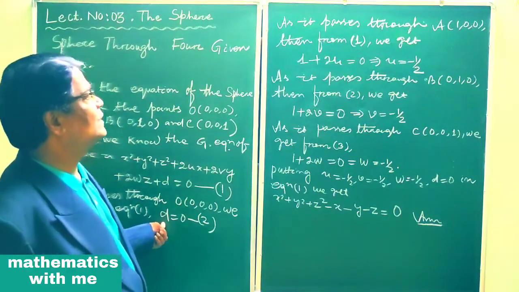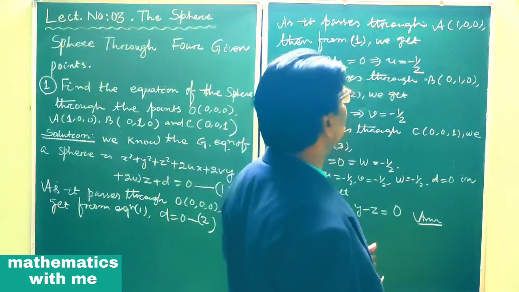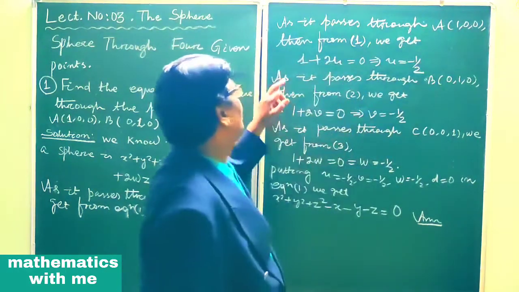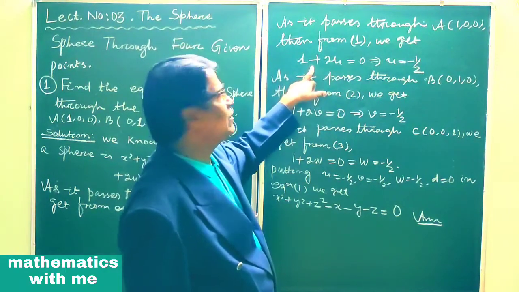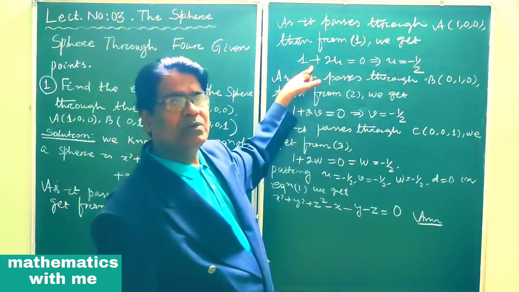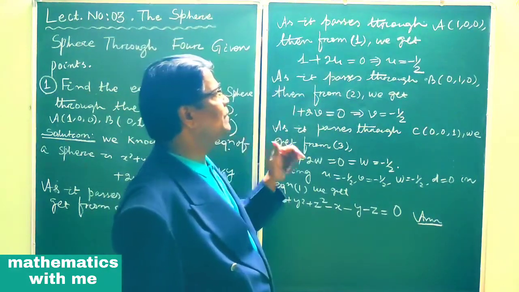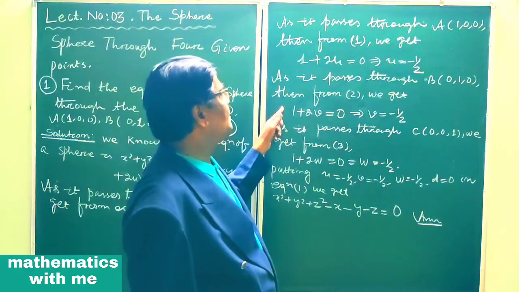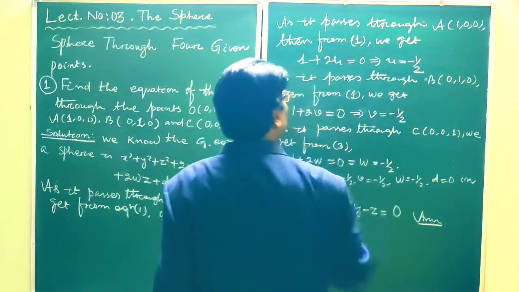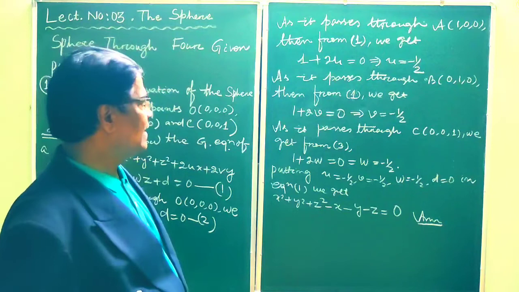This is equation 2. As it passes through A of 1, 0, 0, that means x is 1, y 0, z 0. From equation 1, we get 1 plus 2u is equal to 0, implies u is equal to minus half. Similarly, as it passes through B of 0, 1, 0, we get from equation 1, 1 plus 2v is equal to 0, so v is equal to minus half.